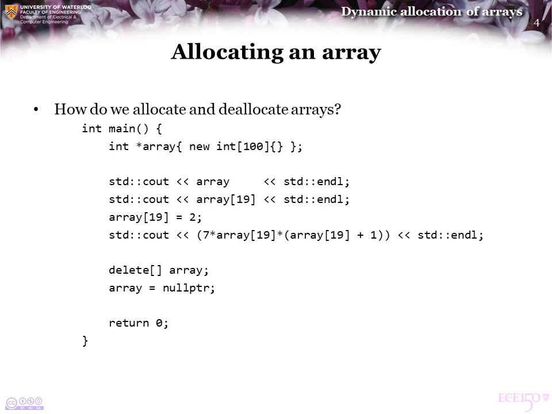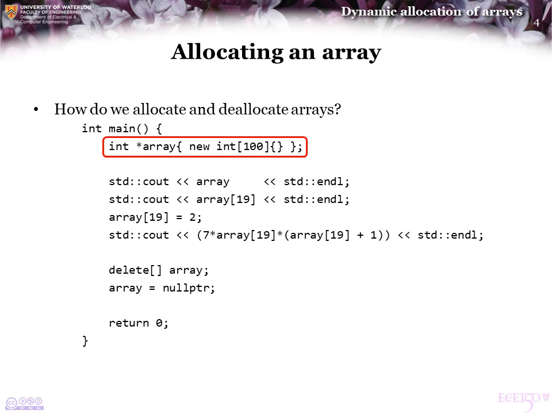So now, how do we allocate and deallocate arrays? Well, interestingly enough, it's more or less the same. The only difference is that we have to tell the operating system how large the array is. So here we have requested for the operating system an array for 100 integers. So the compiler will ensure that a request is made for 400 bytes.